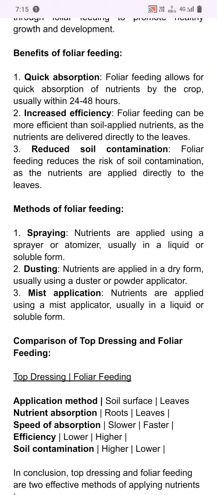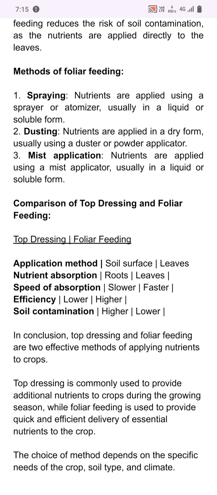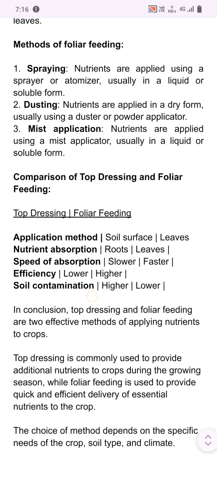Methods of foliar feeding: spraying. Nutrients are applied using a sprayer or atomizer, usually in a liquid or soluble form. Dusting. Nutrients are applied in a dry form, usually using a duster or powder applicator. Mist application. Nutrients are applied using a mist applicator, usually in liquid or soluble form.